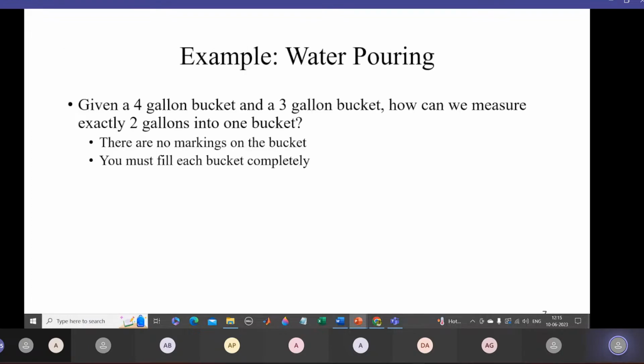The example is a water bottle. Just a minute.